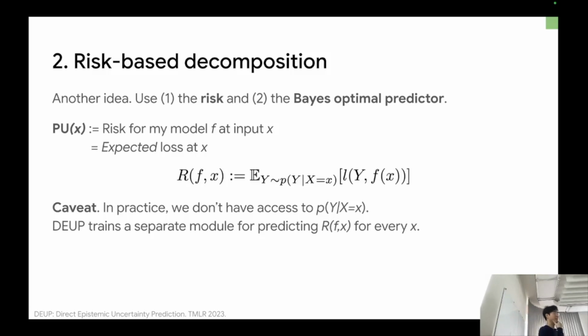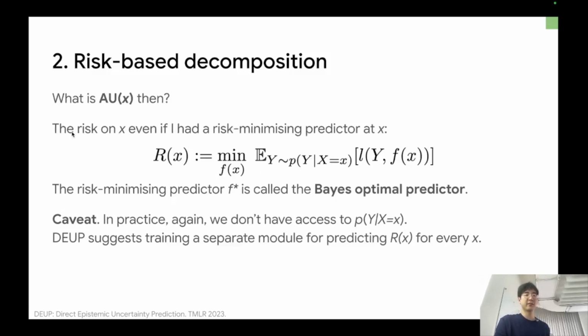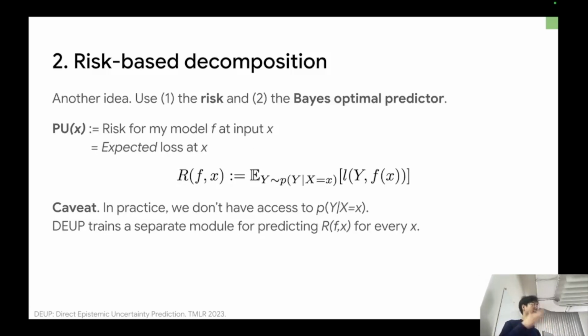There's a risk-based decomposition as well, which I don't like so much, to be honest. But you'll see why I don't like this. They do the same thing here. They define PU of x and AU of x from some plausible definitions, and then define EU of x as the difference between the two. First, PU of x is defined as the risk for my model f at input x. And risk, you're probably not so familiar with, is basically the expected loss.